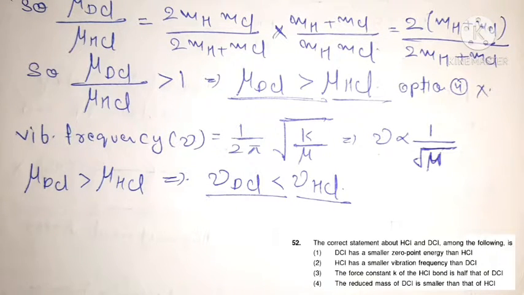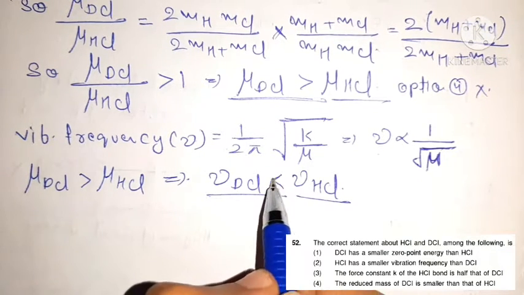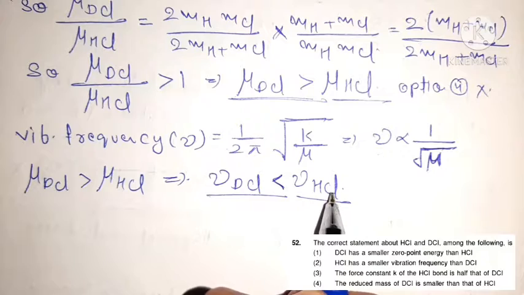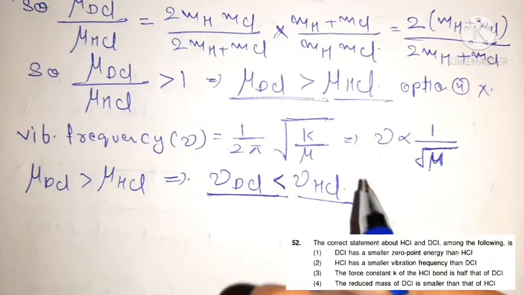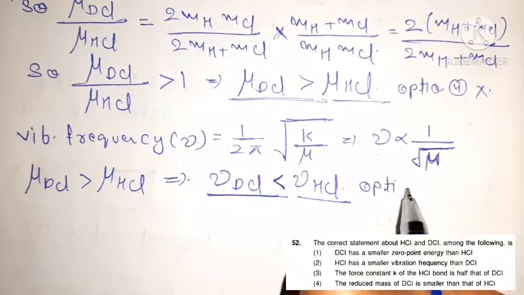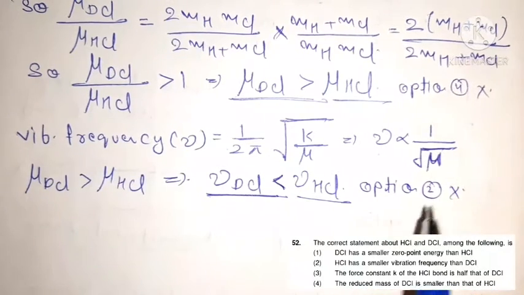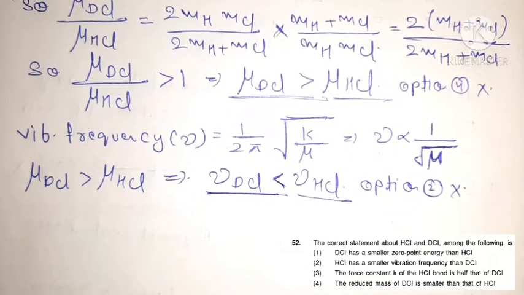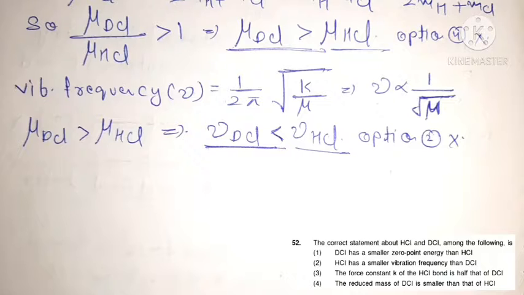That says that HCl has a smaller vibrational frequency than DCl. But here we conclude that HCl has a higher frequency than DCl. So from this conclusion we conclude option number 2 is also a wrong answer. Now we have only 2 options left.